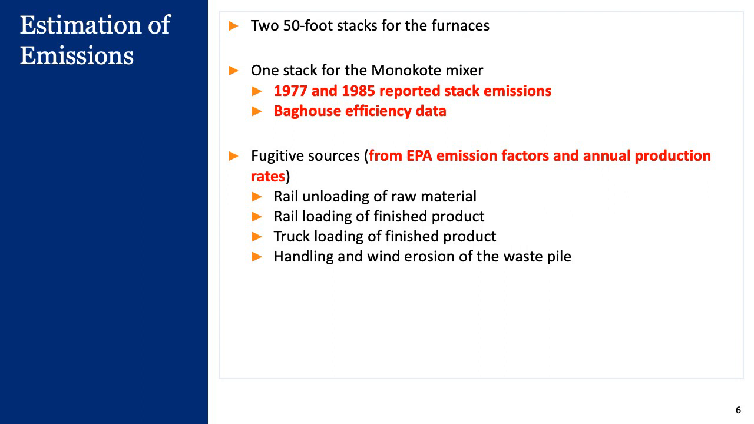So, in fact, the only thing that we have annual information for is the production rates, because it's a commercial facility and we know exactly how much of the ore was produced every year. So the US EPA has published emission factors for the standard tasks involved in this workplace. So when we have a rail car unloading of the raw material, per ton or per pound of raw material unloaded, how much of it becomes airborne?